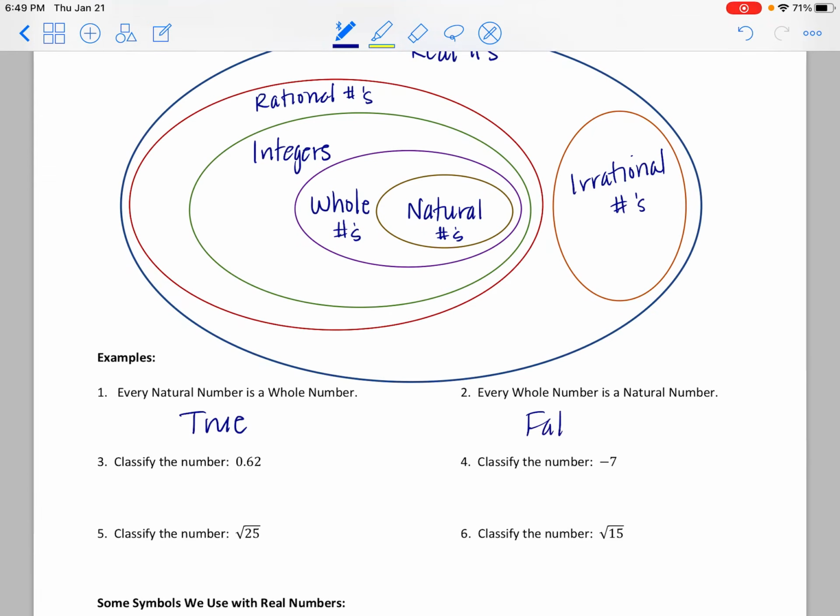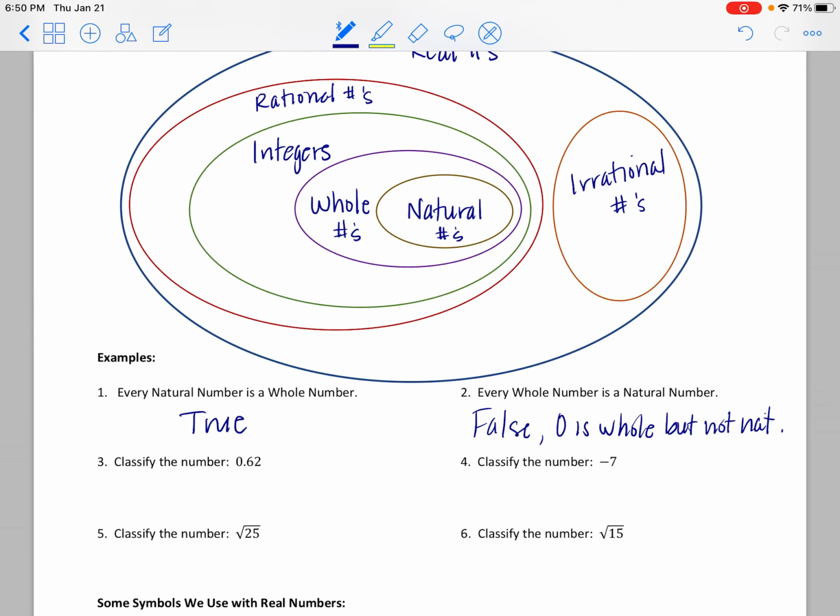This is false. There is specifically one whole number that is not natural, and that is the number 0. 0 is whole, but not natural. It seems funny to say it like that if you're thinking about just grammar. I want to try to fit this a little bit better. Sorry. This is false. Okay, 0 is whole, but not natural.